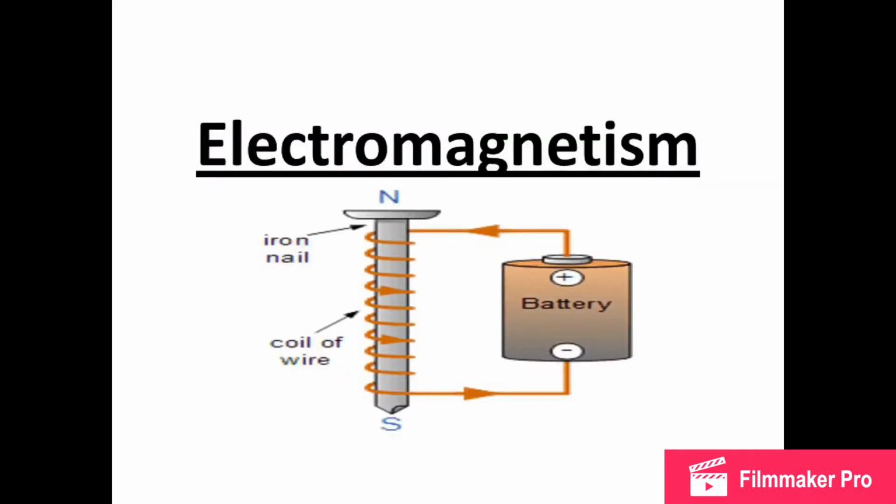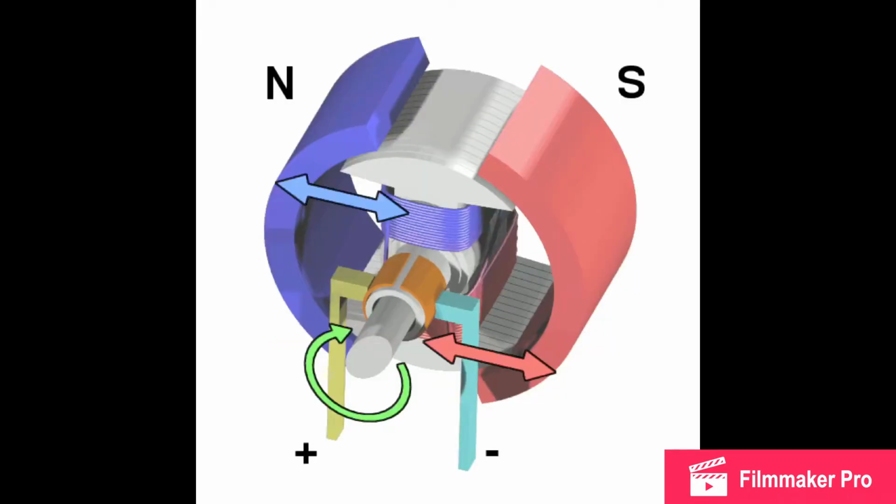Electromagnetism can be defined as the interaction between current and magnetic fields. Magnetic fields are formed when electric charges are in motion. Direct current motors, also known as DC motors, function like a conductor with current through it.